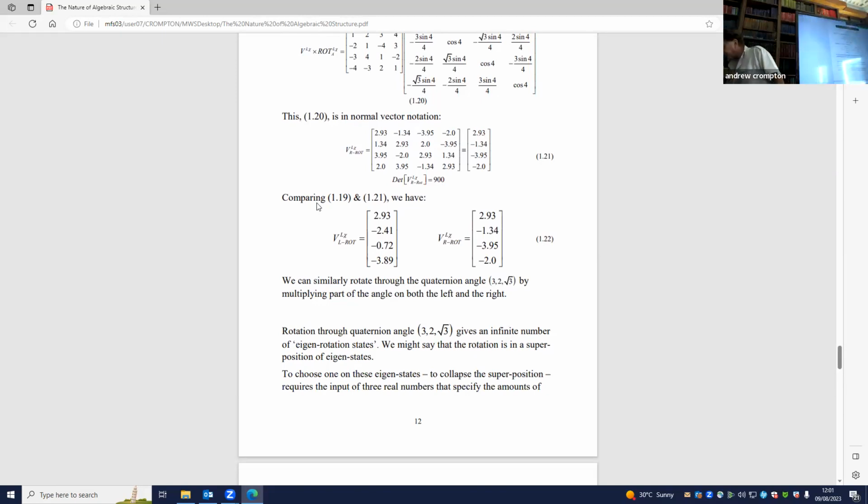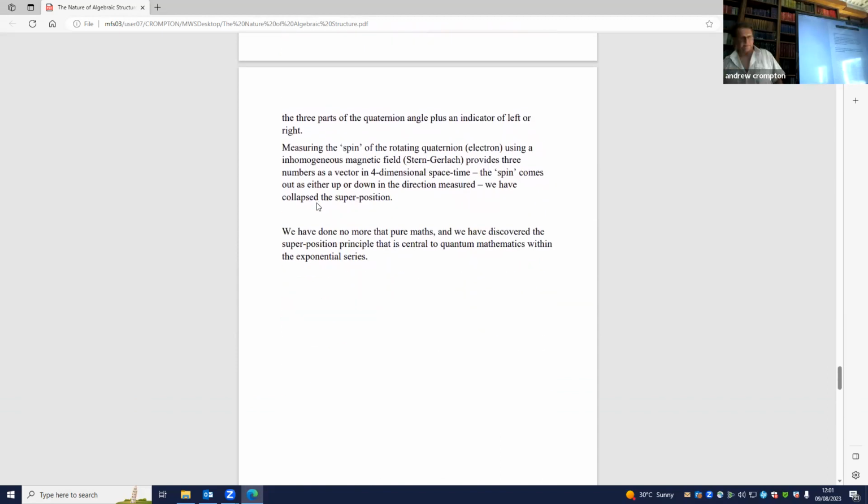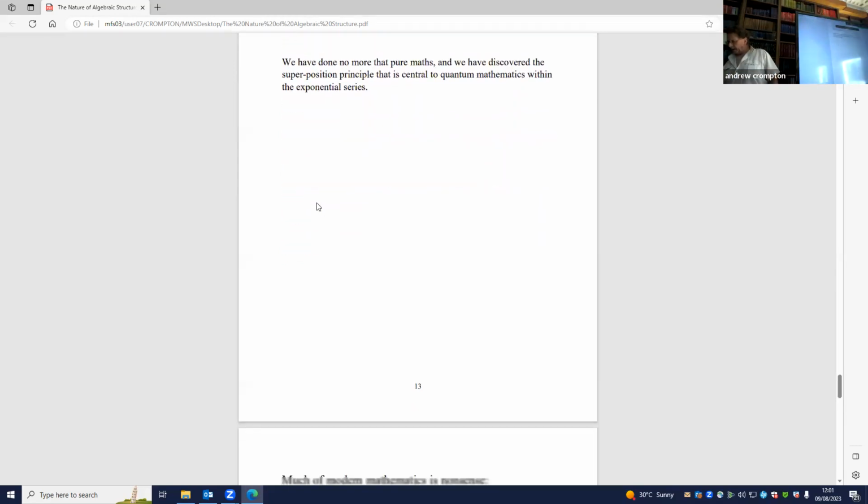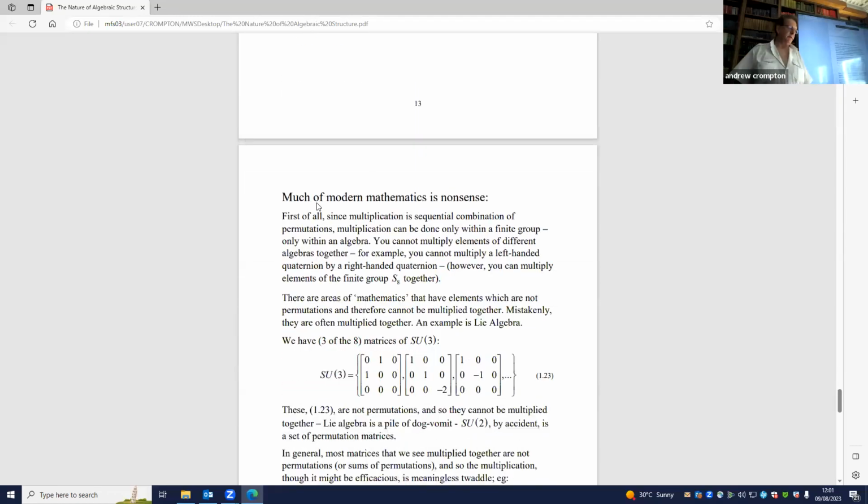Right, let's see where we are. We've done that one. So we've done no more than pure maths. We've applied finite groups to the exponential series. We've got all these spaces. Non-commutativities come out because some of the finite groups are non-commutative. And we've got this idea of eigenstates, things existing when they're observed, being in a superposition of eigenstates until they're collapsed by another observation. So these weird aspects of quantum mechanics, the observation seems to be interacting with four-dimensional space-time. They seem to be within the mathematics.